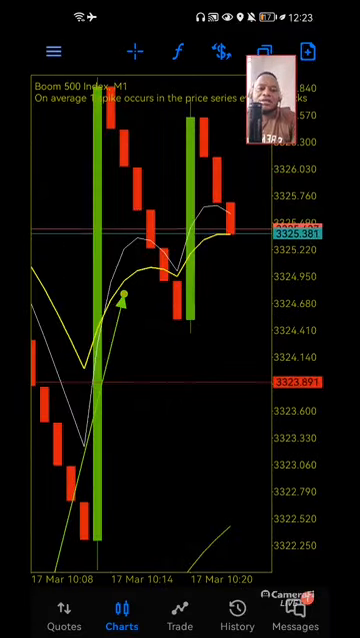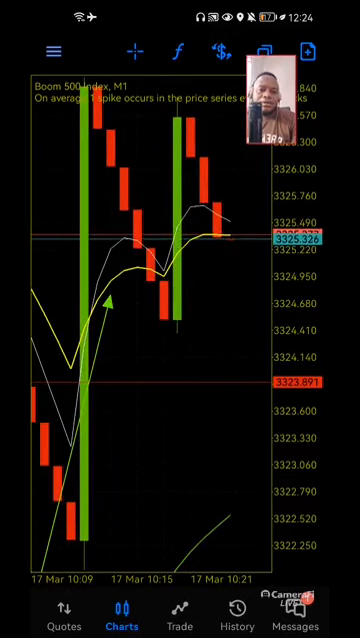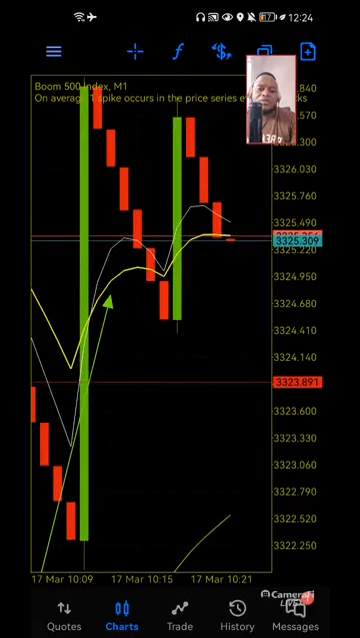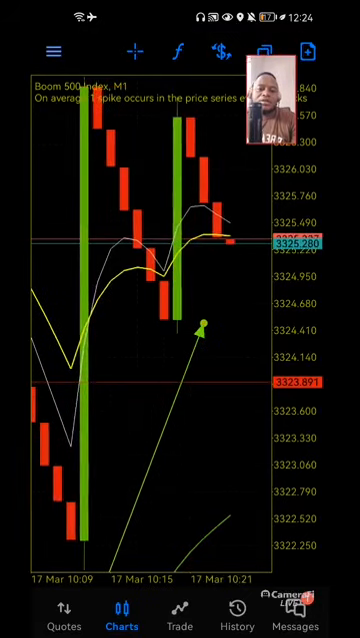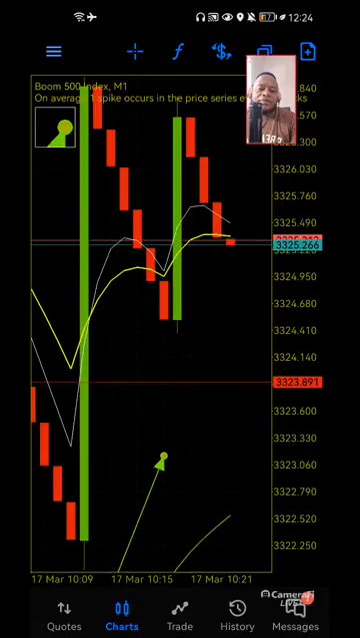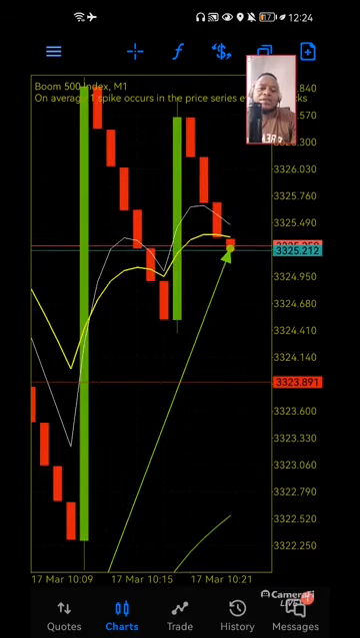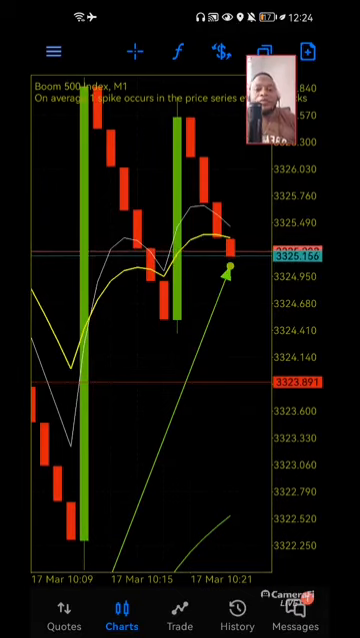Boom 500, okay. Let's redraw our line, our yellow line. I'm trying to move my arrow, guys, not everything else. Okay, so the arrow key. Let me do it like this. There. We are there on Boom 500. Place a buy there. Place a buy, Boom 500.